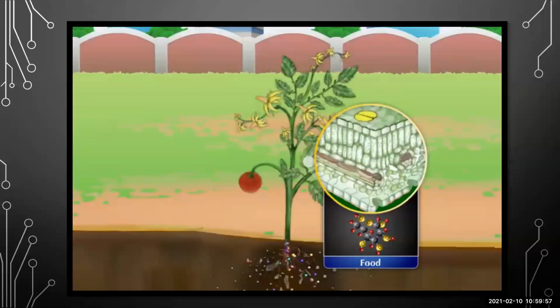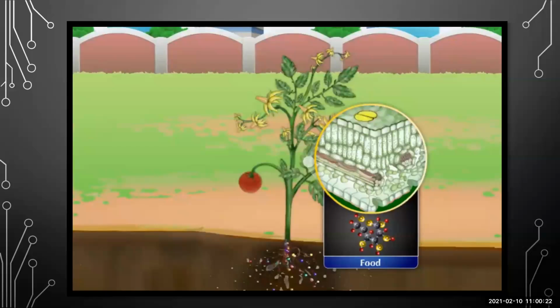As we have discussed in the previous lecture, what is transportation? Any material or substance is synthesized at one part, but it is carried to each and every part of the body. So that is known as transportation. So the food produced in leaves is transported to each and every cell in the plant body.